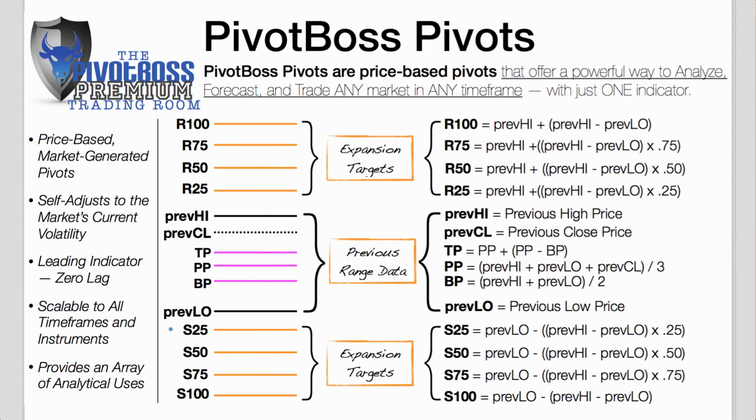Again, this indicator has so many different ways that you can use it to analyze and trade the market, from pivot width analysis to pivot trend analysis, value relationships. You can use it for multiple time frame analysis and confluent zones, all these various things, and it makes it super, super powerful.